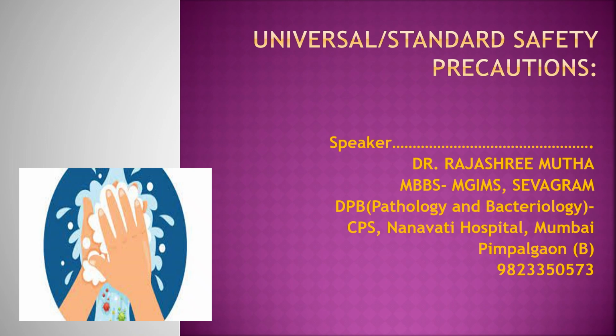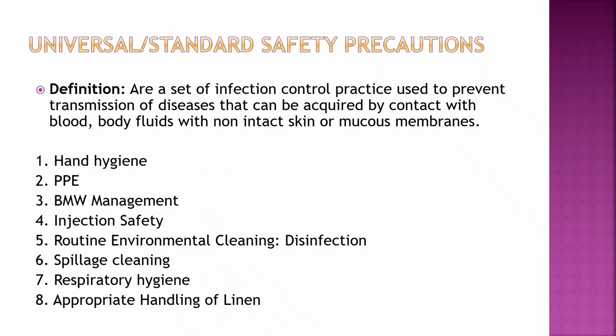So chapter 16. In universal or standard safety precautions, and in detail we will study hand hygiene. So in universal standard safety precautions, what are these and what are the components of that, like hand hygiene, biomedical waste management, protective equipments, injection safety and all. So these components we will see, and we will see hand hygiene in detail. So first, universal safety precautions.